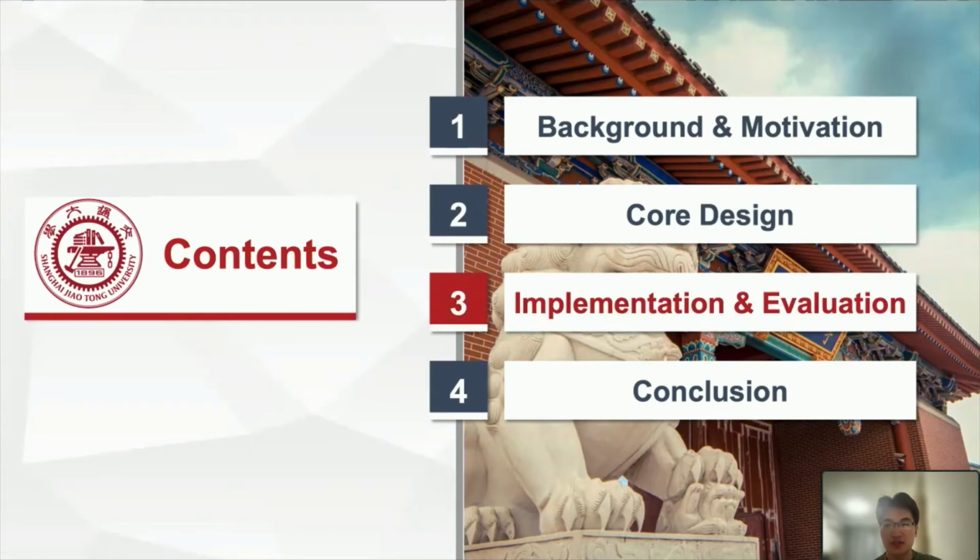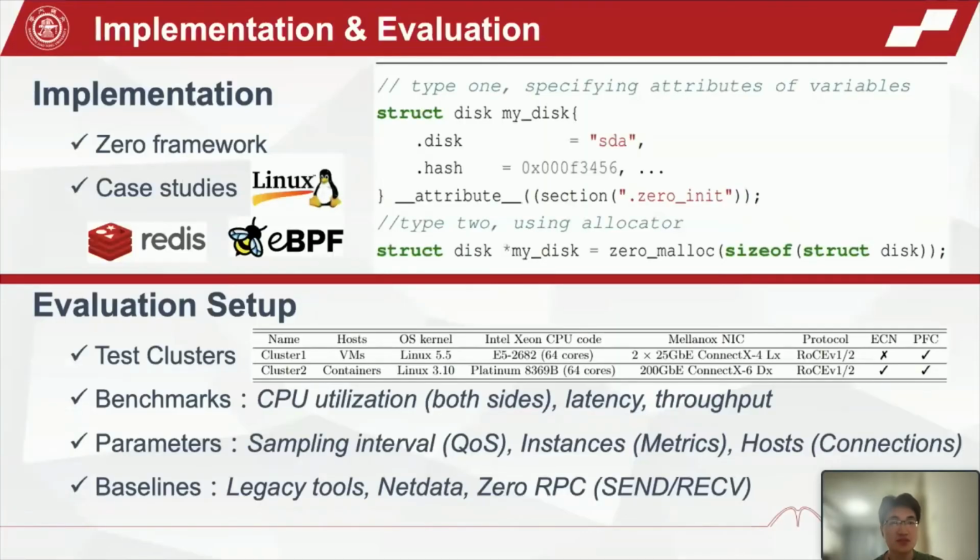Next are the implementation, evaluation setups, and experimental results. We implement the Zero framework and demonstrate its generality with 3 case studies, including Redis, Linux kernel, and eBPF metrics. This figure shows 2 types of memory management interface. We deploy Zero in 2 typical clusters: a virtualized environment in the testing cluster, and a containerized environment in the public cloud.